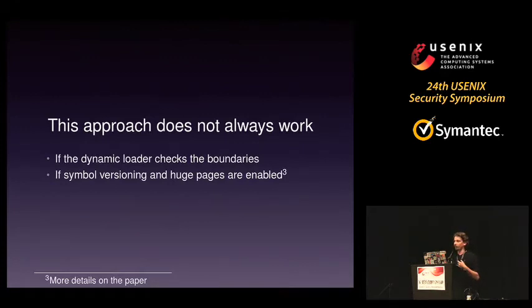For instance, what if the dynamic loader checks, okay, but you gave me a printf index which is too large? Actually, this doesn't happen a lot, but we'll discuss this. And the other situation where this approach does not work is if you have a 64-bit binary with symbol versioning enabled and huge pages enabled. I'm not going to discuss why this is a problem. You can find more details on this in the paper. But let's just say that this technique is effective, but not in all situations.